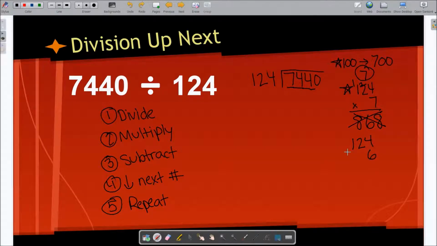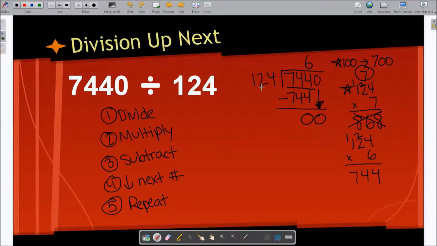I'm going to try 124 times 6. 6 times 4 is 24. Carry my 2. 6 times 2 is 12, plus 2 is 14. Oh, my first 4 didn't write very well. I'm going to carry a 1 here. 6 times 1 is 6, plus 1 is 7. Again, exactly 744. I'm getting very lucky here right now. So it divides in 6 times. That's step 1. When I multiply the 6 times 124, I get 744. So there's step 2. Then I subtract those. I get 0, and I bring down my next number, which is another 0, and I have to repeat.